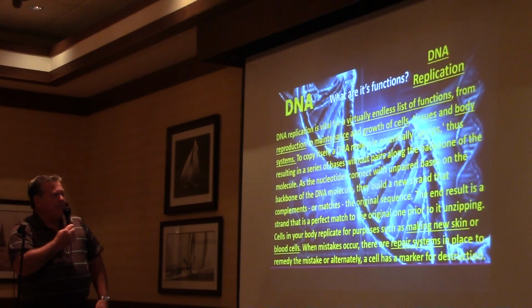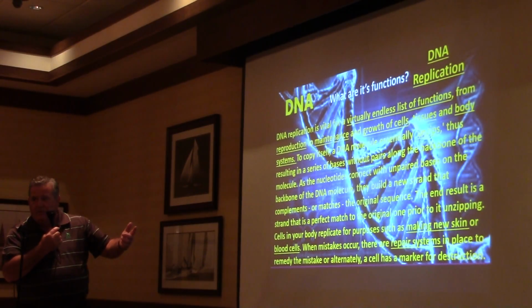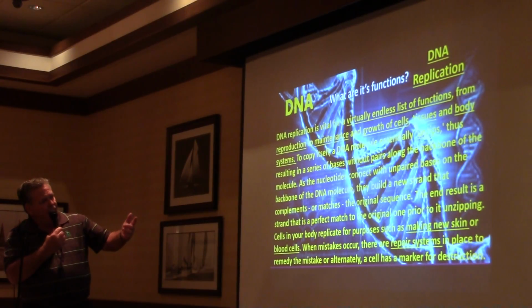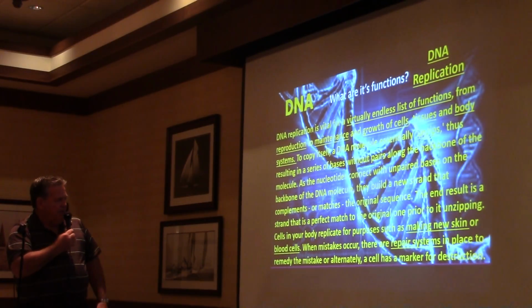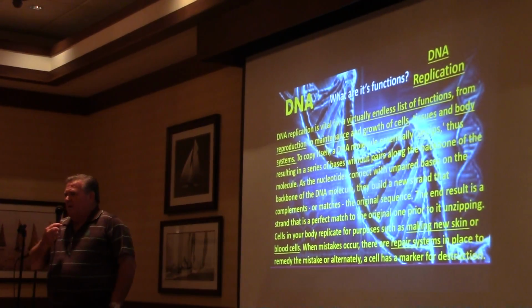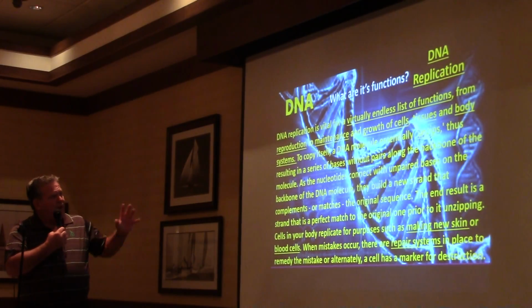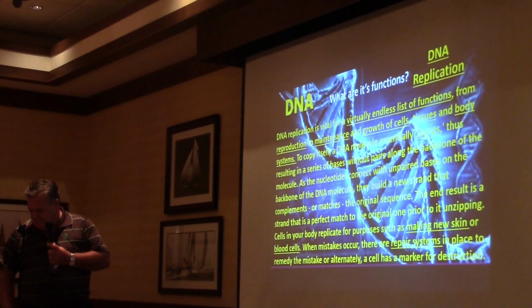Cells in your body replicate for purposes such as making new skin or blood cells. When mistakes occur, and they do, it's called mutations, there are repair systems in place to remedy the mistake, or alternatively, a cell has a marker for destruction. Sounds like a little manufacturing plant of some sort, but that's what happens when DNA replicates itself.